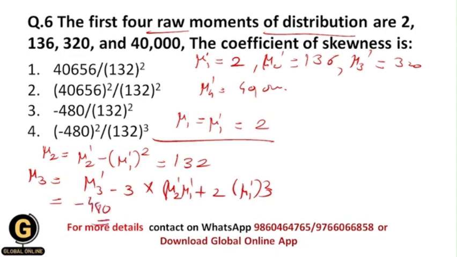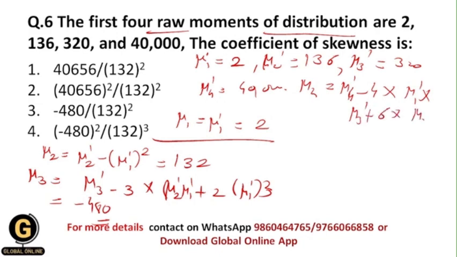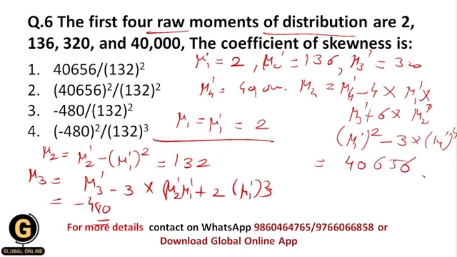Now let us find the value of mu4, which is equal to mu4' minus 4 mu1' mu3' plus 6 mu2' (mu1')^2 minus 3 (mu1')^4. Then again substitute the values of these, and finally you will get the value of mu4, which is equivalent to 40656.